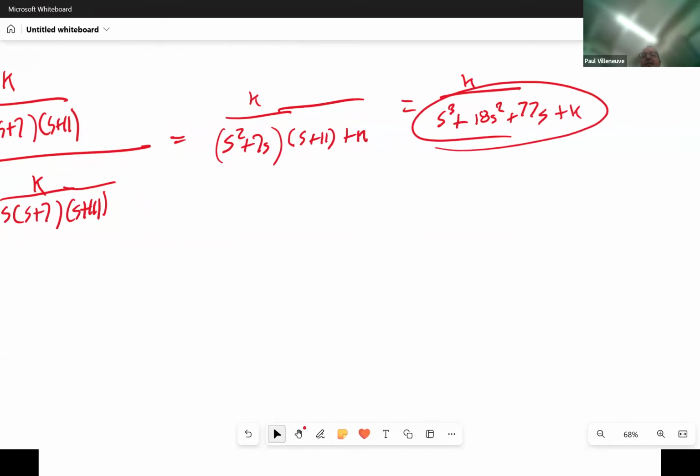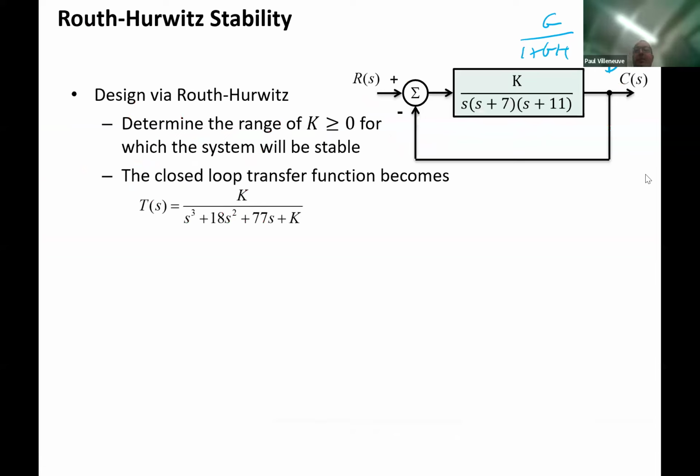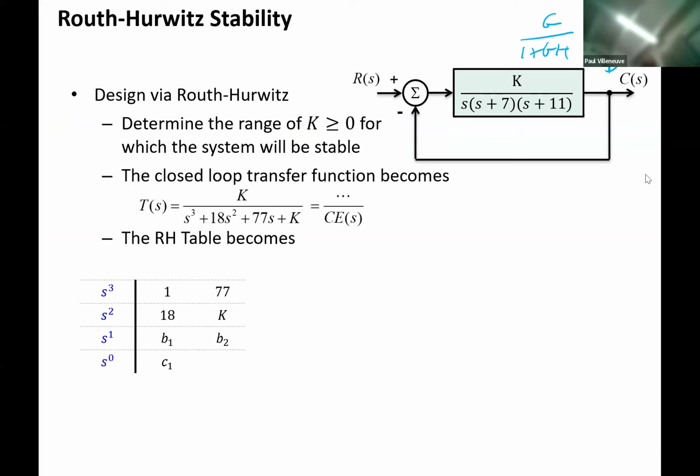This here is my characteristic equation. That's my denominator term. That's what I need. So I go back here. There's my transfer function. It checks with what I got. Now I'm going to go ahead and build my table. So again, here are my coefficients: 1, 77, 18, and K.